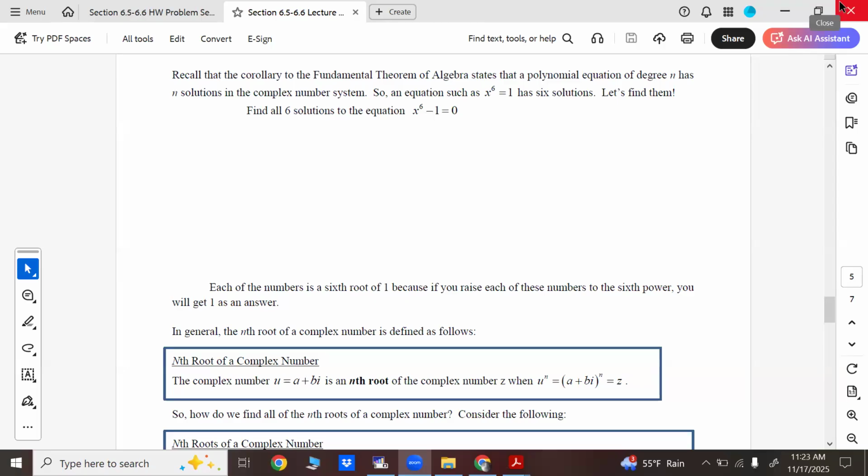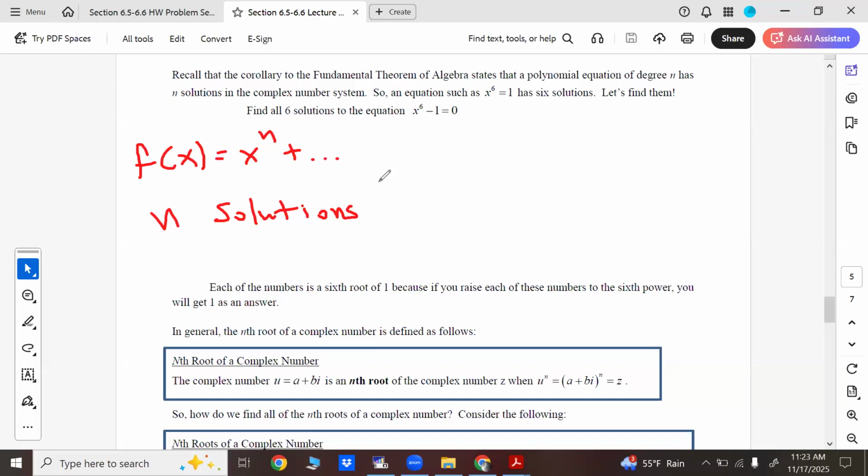Okay, so recall that the corollary to the fundamental theorem of algebra states that a polynomial equation of degree n has n solutions in the complex number system. What that means is this: if f of x equals x to the n power plus dot, dot, dot, then you have n solutions. So, for example, if I have degree 4, I should have 4 solutions.